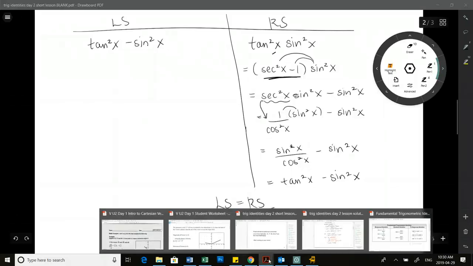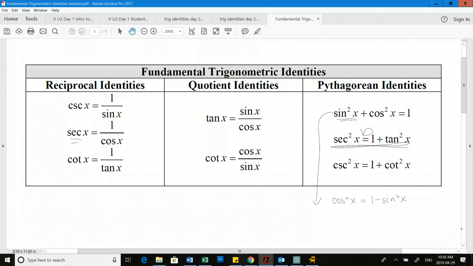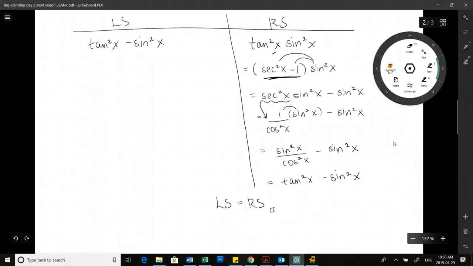So if you look at your sheet here, secant is equal to 1 over cos. We were talking in our tips and tricks from the first lesson that if I square this side and square this side, the equation still holds true. So it's like secant squared equals 1 squared, which is 1 over cos squared. Any other questions for this one?